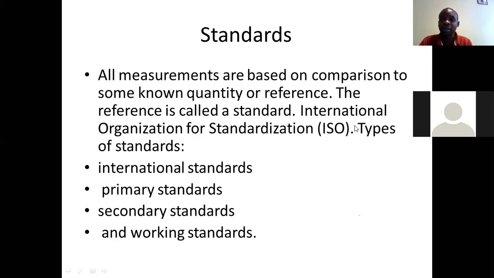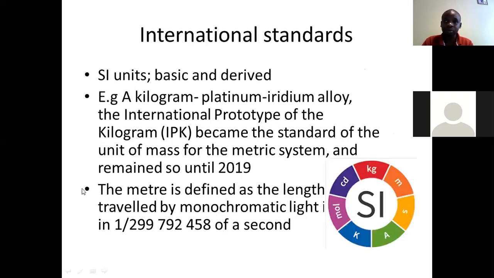And usually it is defined by the International Organization for Standardization, ISO. And we have different types of standards which we want to mention. The first one being the international standards, the primary standards, the secondary standards, and also what you call the working standards. If we look at the international standards, this is where we usually obtain our SI units. SI units can be basic or derived.